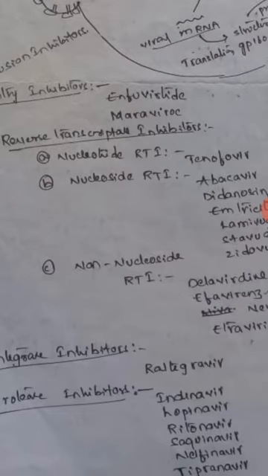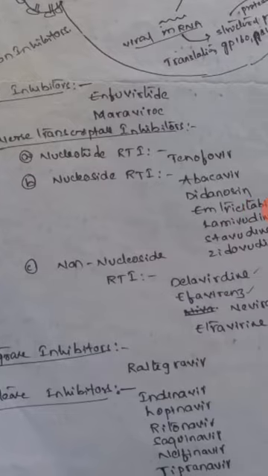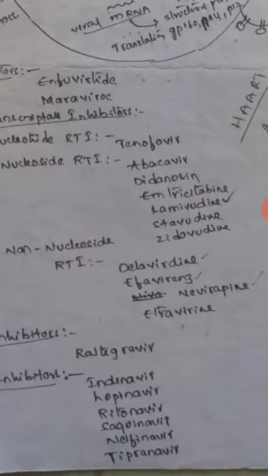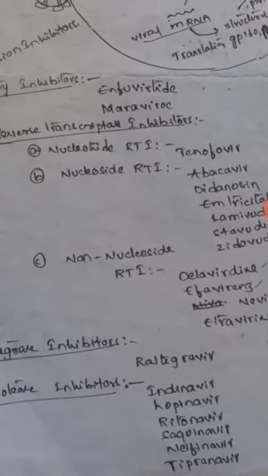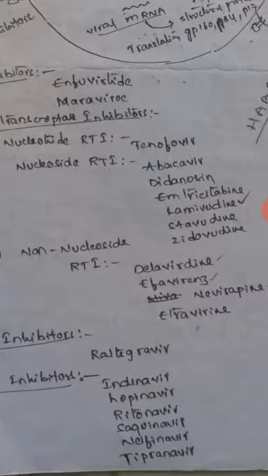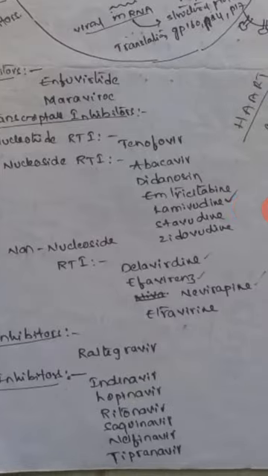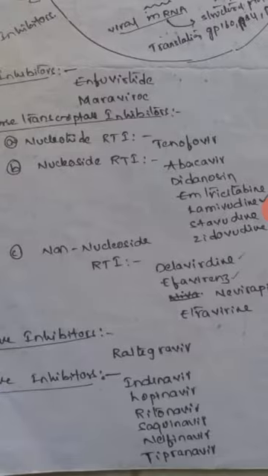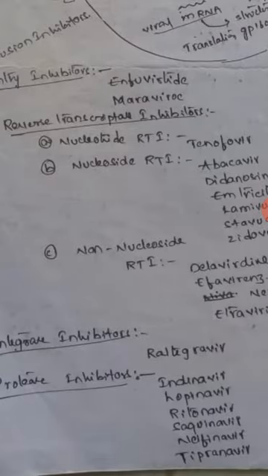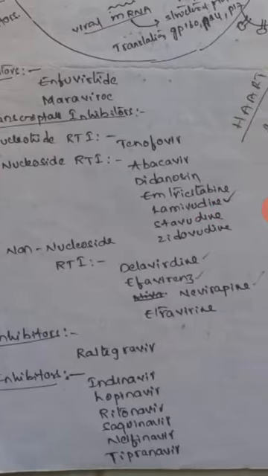Okay, nucleotide reverse transcriptase enzyme inhibitors: tenofovir, only one drug. Nucleosides, so many drugs. These are more popular drugs. So abacavir, didanosine, emtricitabine, lamivudine, stavudine, zidovudine and all. Next is non-nucleosides. Okay, nucleotide, nucleoside, non-nucleoside. Examples: delavirdine, efavirenz, nevirapine, and etravirine.